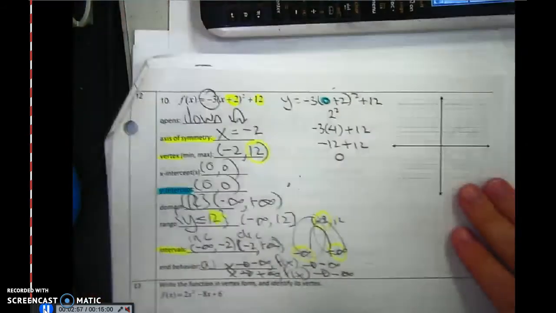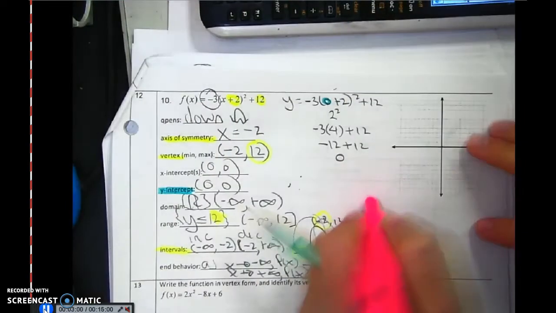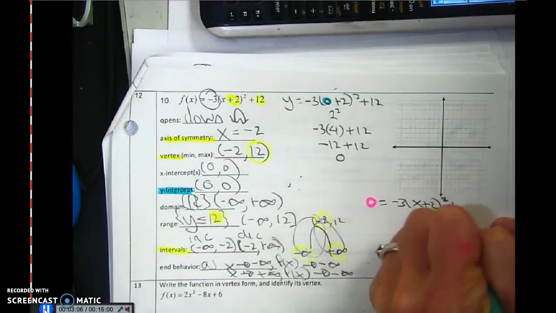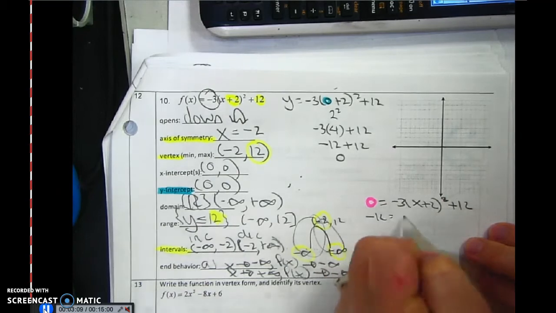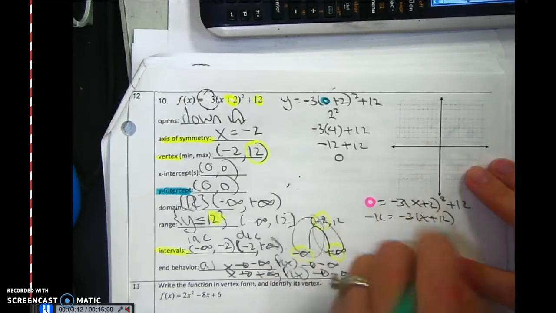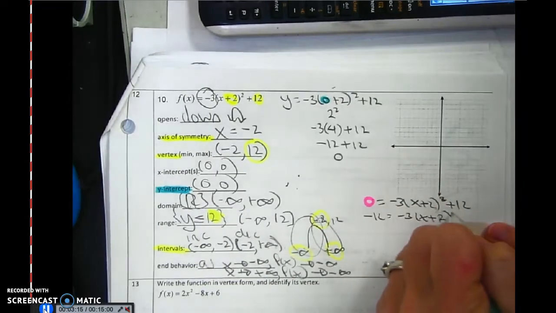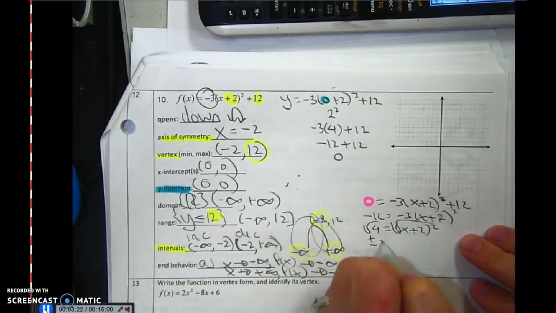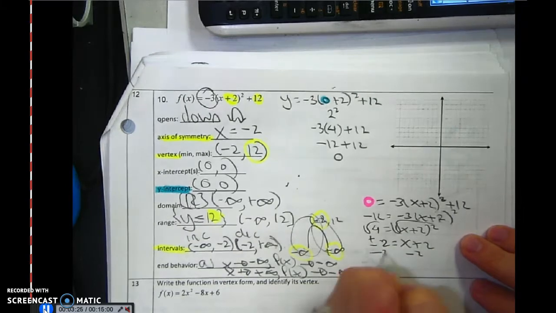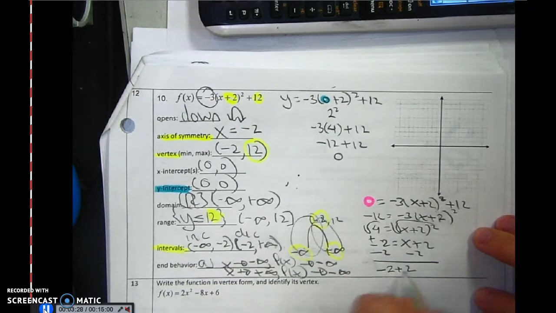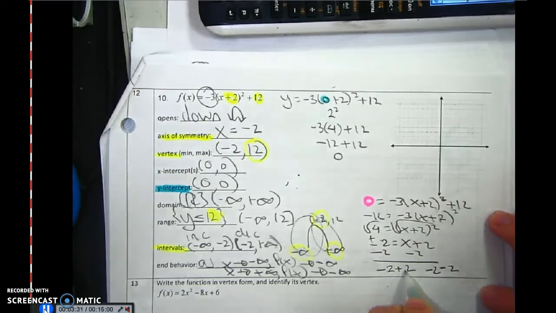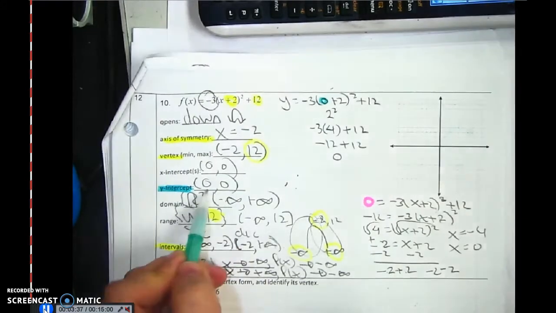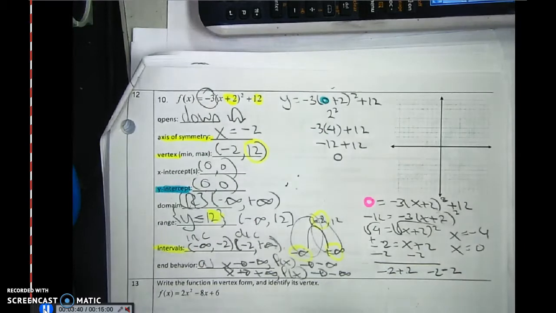So let me continue. So now to get the x-intercept, I'm going to plug 0 in for y. Negative 3, x plus 2 squared plus 12. Subtract 12. Oops. Careful, don't do what I did. I said subtract 12 and then I put it. Divide by negative 3. Square root, plus or minus 2 equals x plus 2, minus 2. So my options are negative 2 plus 2 and negative 2 minus 2. Negative 2 plus 2 is 0, and negative 2 minus 2 is negative 4.